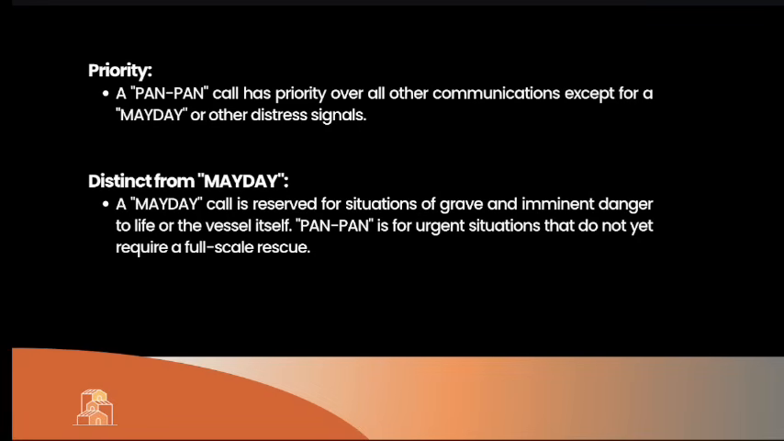Pan-pan, pan-pan, pan-pan. All stations, all stations, all stations. This is sailboat Joy, Joy, Joy, Juliet, Oscar, Yankee. Our position: 41 degrees, 00 minutes north, 29 degrees, 59 minutes east. We are 8 people on board. Our mast broke, engine stopped, and we are drifting. We require assistance. Over.